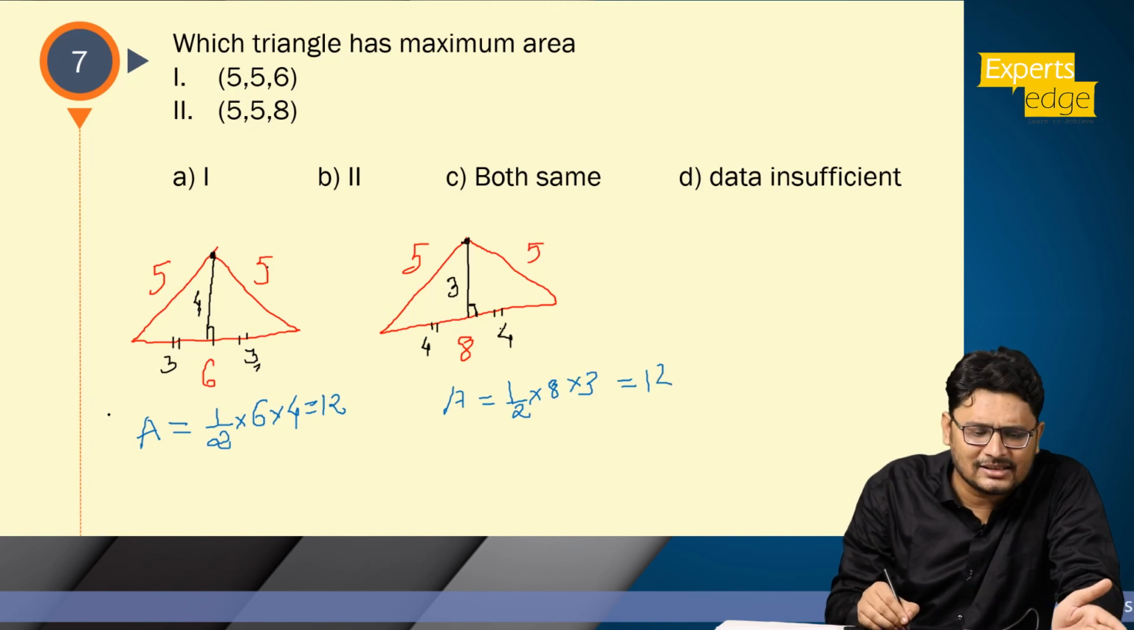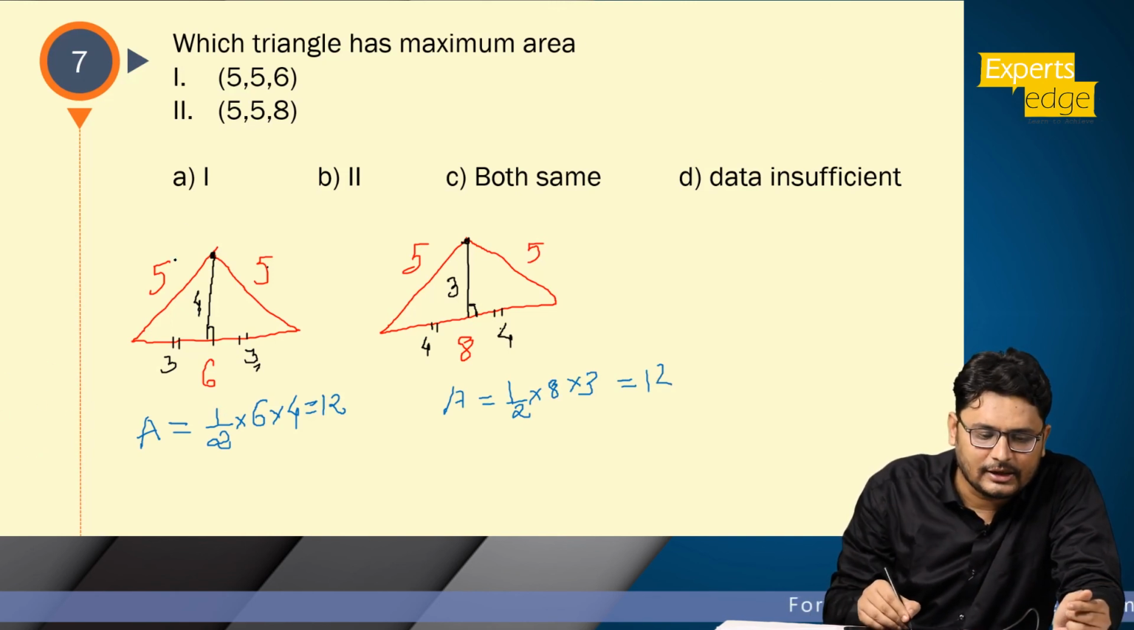So what is the basic reason? Basically, what is the area of a triangle? Half base into height. I'm just writing here. Half base into height.